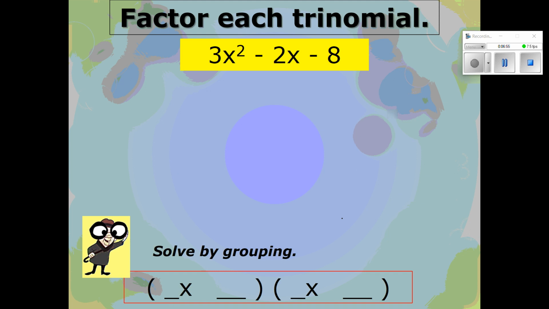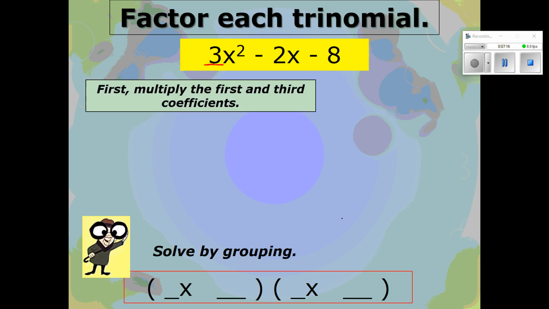Okay, again, we have a trinomial. The leading coefficient is not a 1. Our first step in factoring is always first to check for a greatest common factor. Is there a greatest common factor for these three terms? There is not. So our next step is to look that there are three terms. The leading coefficient is not a 1.